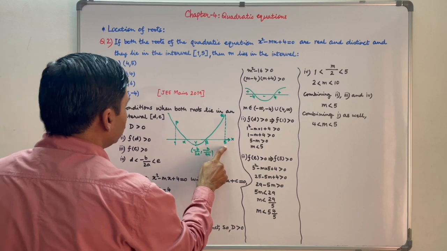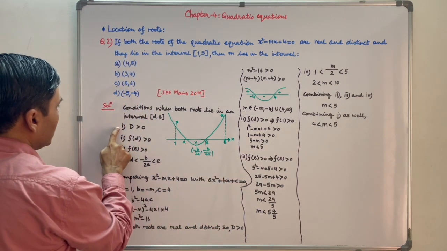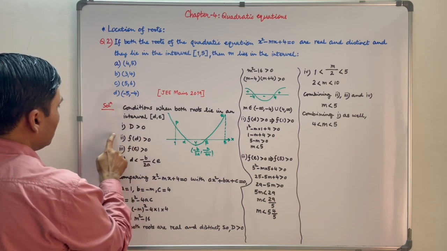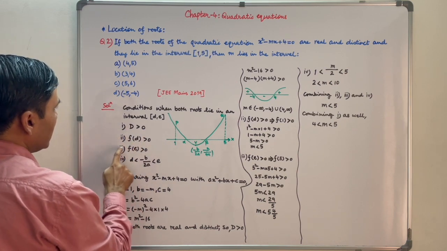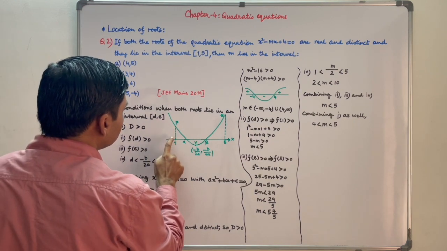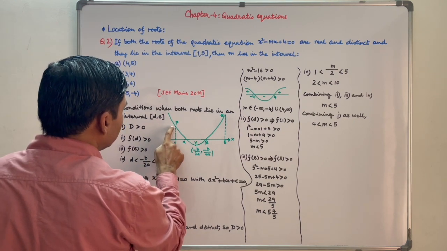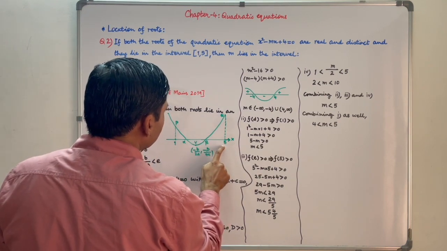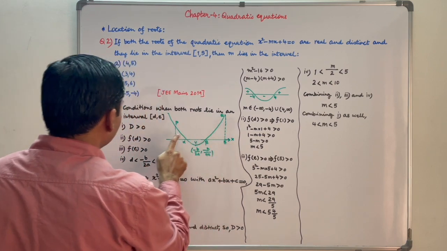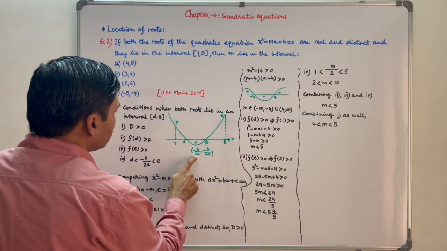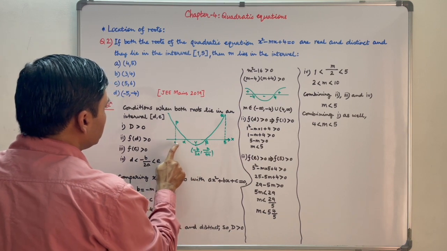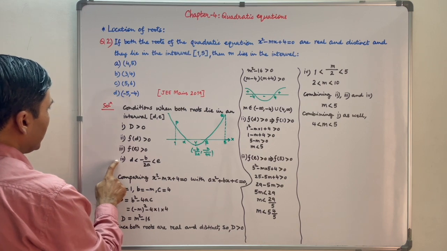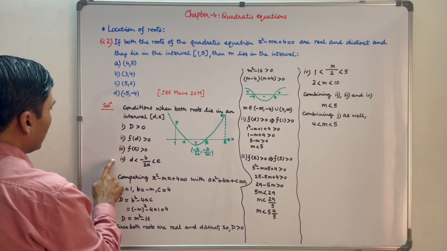Now we will write the conditions. Condition number 1. Roots are real and distinct. So D is greater than 0. For condition number 2 and 3, point P on the curve represents f(1). So quite clearly f(1) is positive. Point Q on the curve represents f(5). So again f(5) is positive. Minus b by 2a, which is x coordinate of the vertex, lies between 1 and 5. So this is condition number 4. We will apply all the conditions one by one.